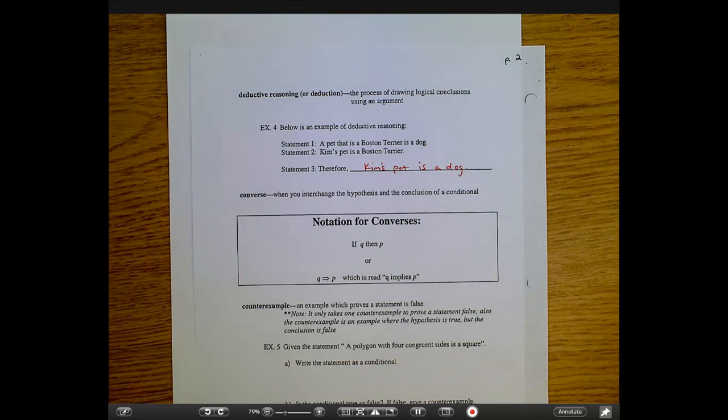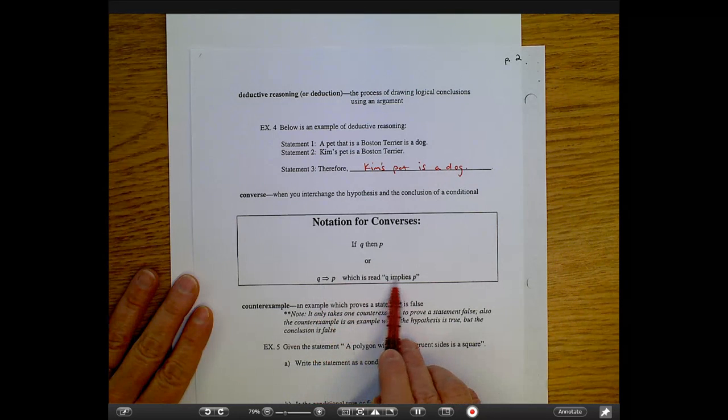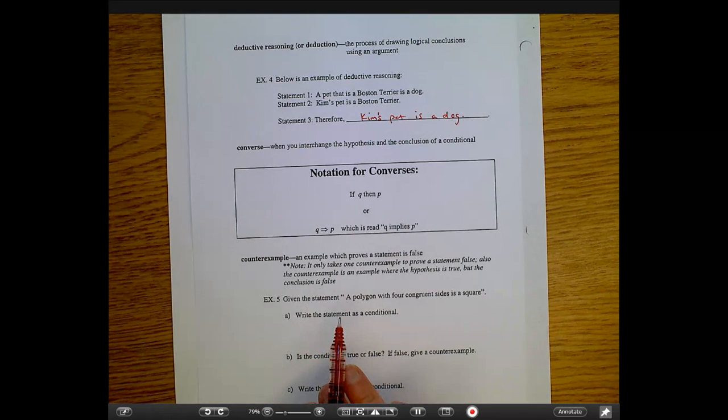All right, so now once we have some conditionals, we like to write the converse of the statement. That's basically when you interchange the hypothesis and the conclusion of the conditional. So it's basically saying if Q, then P. In math symbols, it would be Q implies P with this arrow. Now a counterexample is an example that will actually prove your statement as false. It only takes one counterexample to prove a statement false. And the counterexample is an example where the hypothesis is true, but the conclusion is false, which I know can be a little confusing.